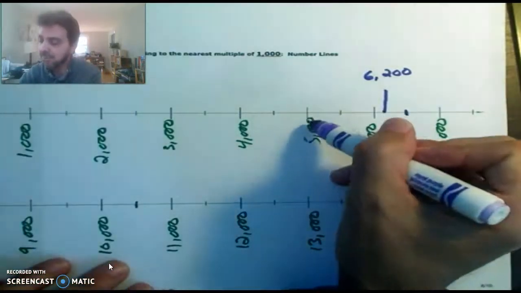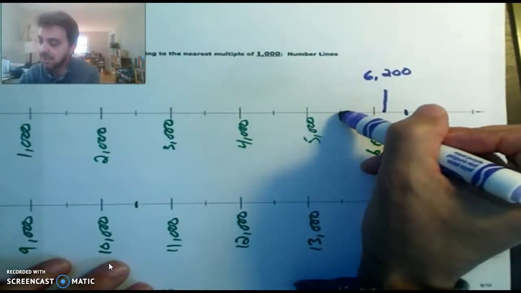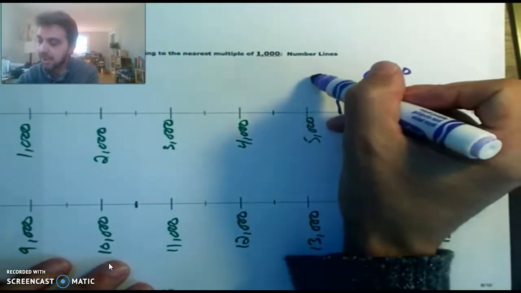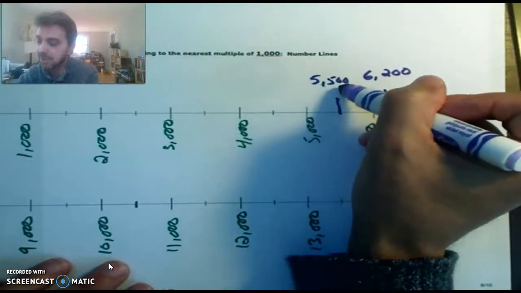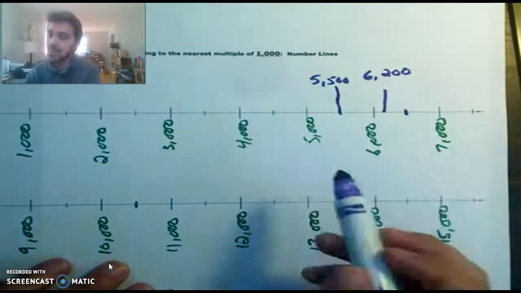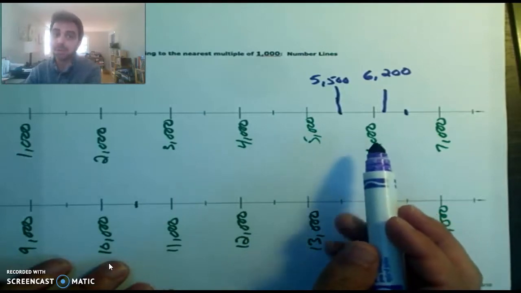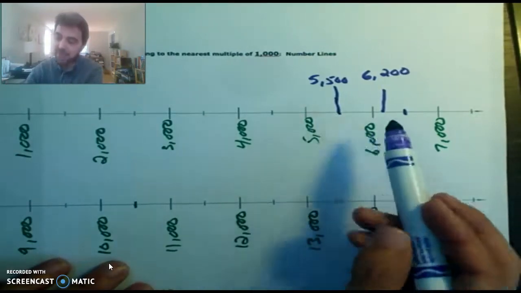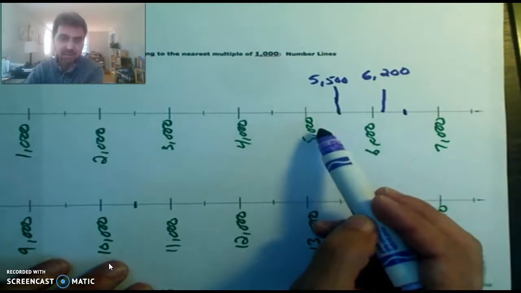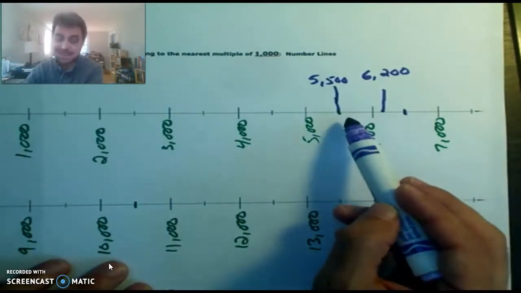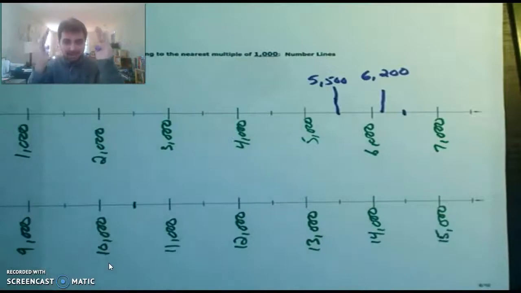But I would put it, here's 5,000. That should be 500 right there. So it should be right there, right? 5,500 should be right there in the middle, right between 5,000 and 6,000. So what's the rule, boys and girls? If it's 500 more than 5,000 and 500 less than 6,000, it's exactly in between those two multiples of 1,000.